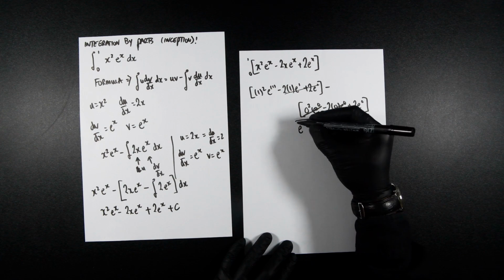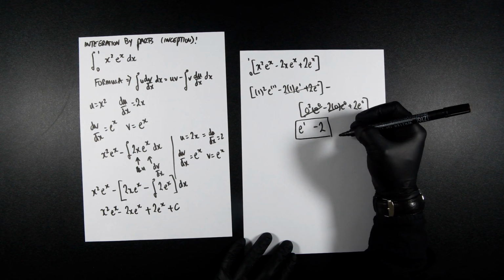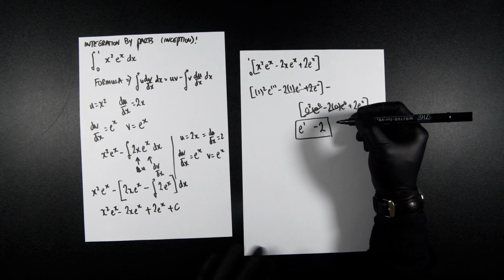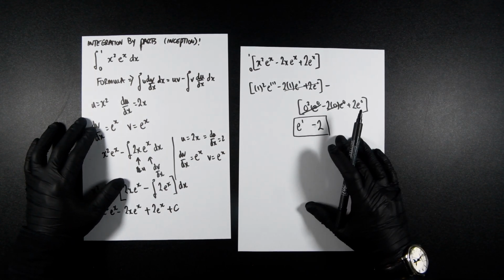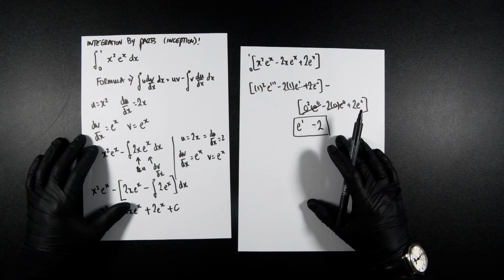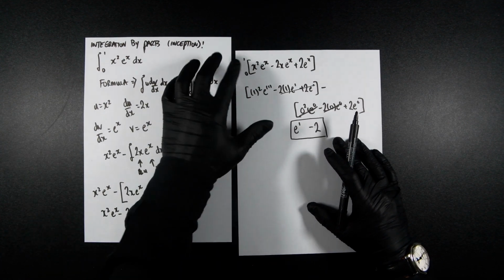That right there is the area underneath the curve between 1 and 0, and you have successfully integrated by parts as well as substituted in all the values.